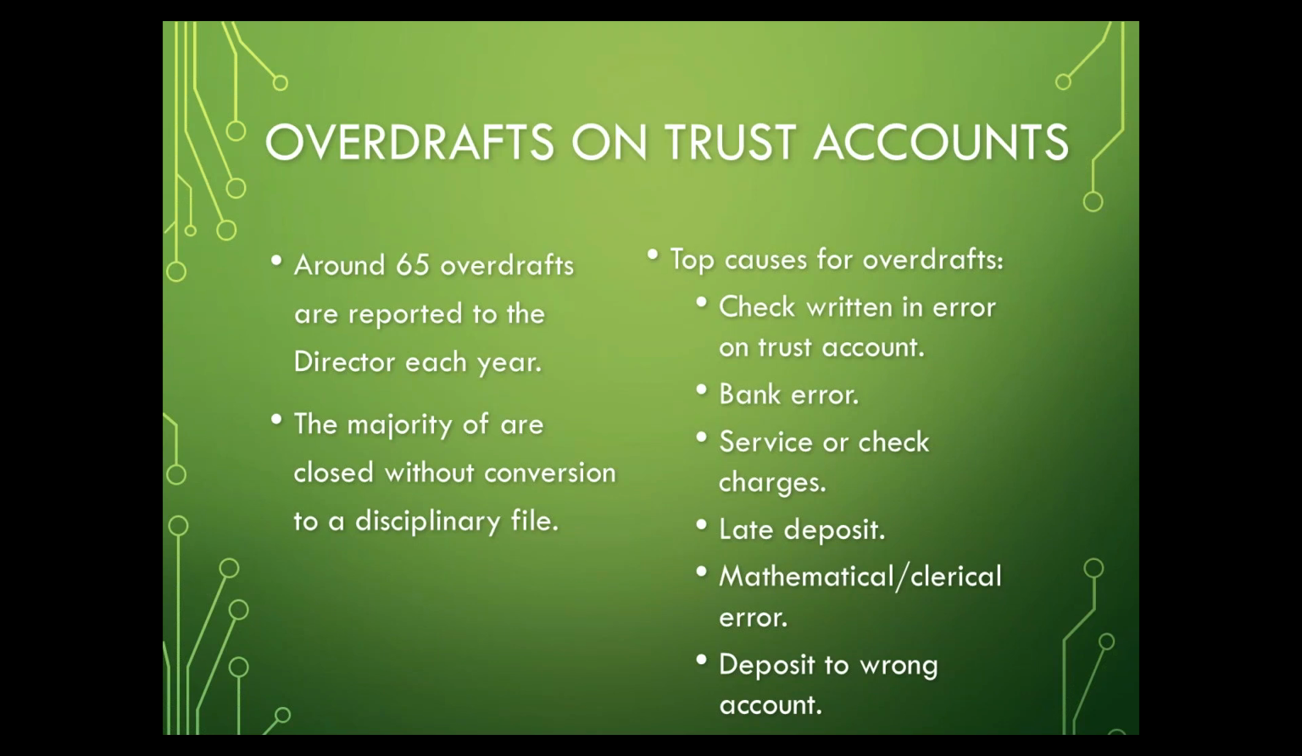The letter that we send out upon receipt of an overdraft tells the overdrafter that if the overdraft was solely the result of a bank error, then the lawyer need not provide this 3 months worth of books and records, but will need a letter from the bank in which the bank takes responsibility for the error. We're pretty strict on what is and isn't a bank error.